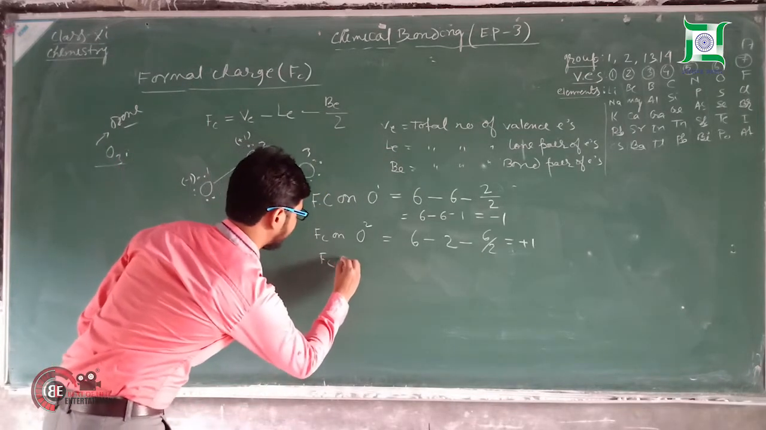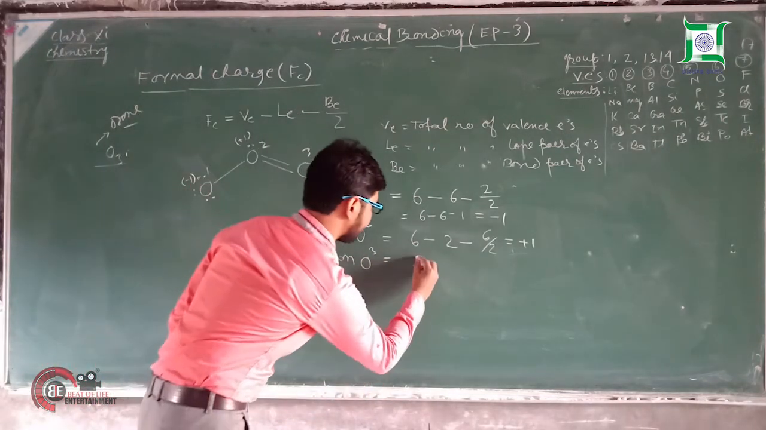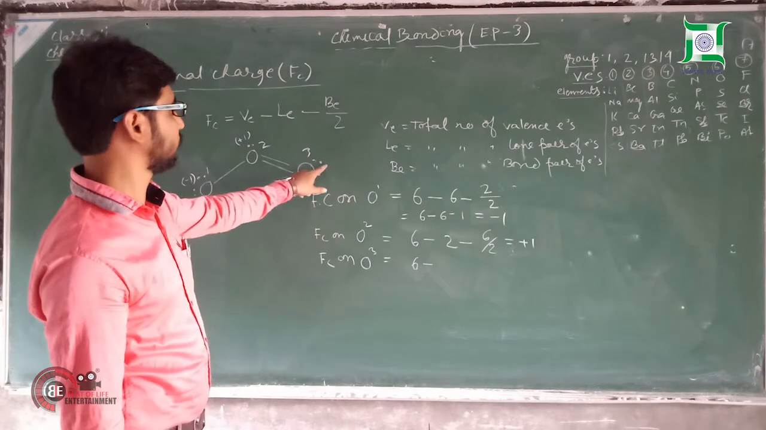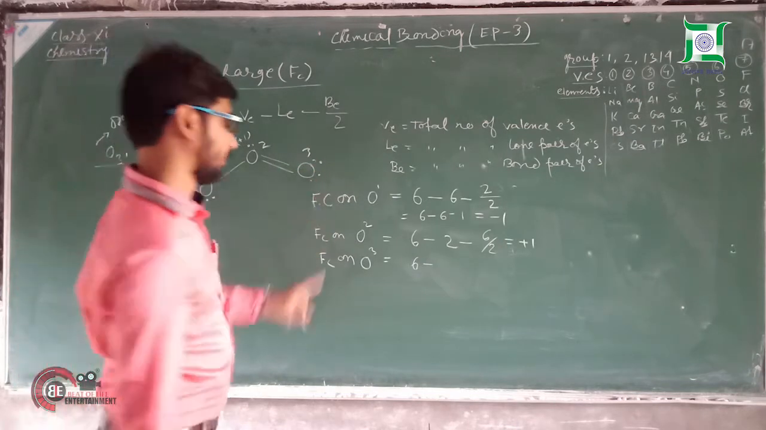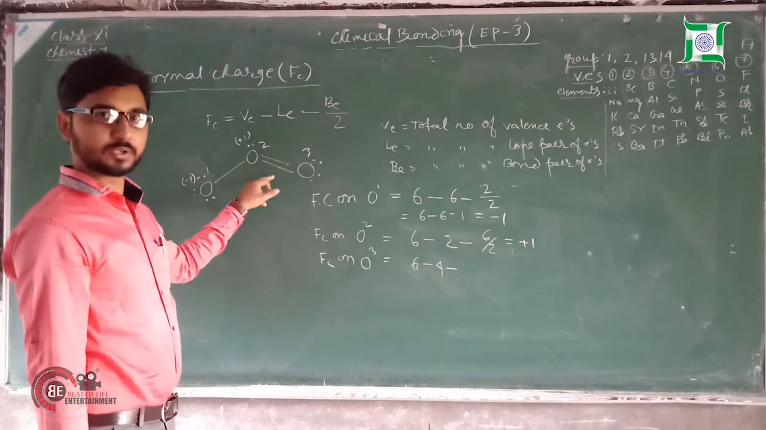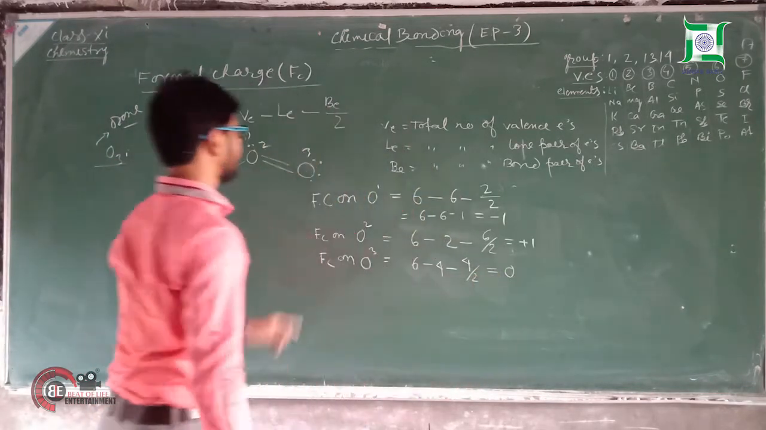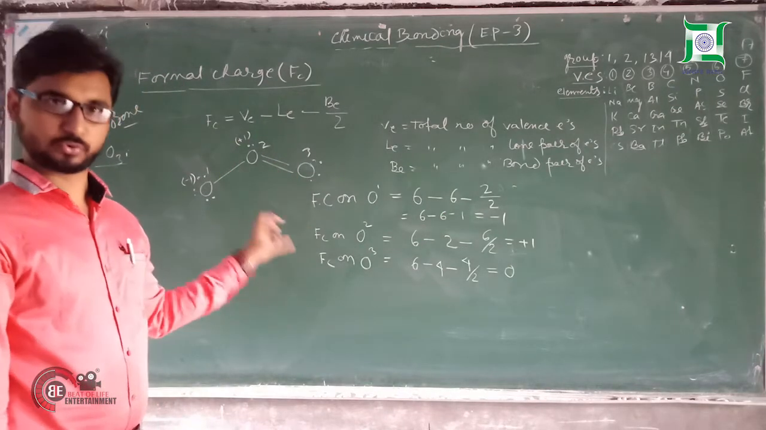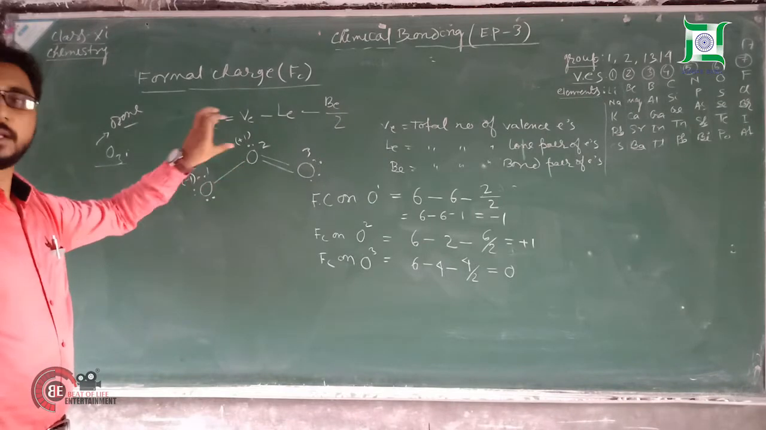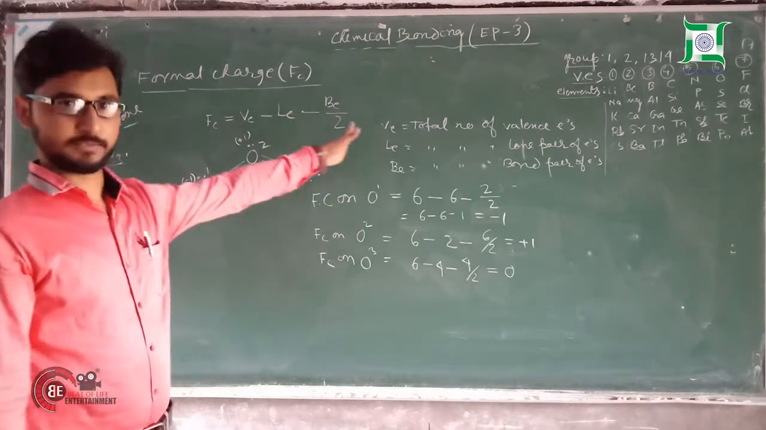Now in the third oxygen atom, what will be the formal charge? The formal charge on O3 equals, similarly, 6 minus the total number of lone pair electrons, which is 4, minus the total bond pair electrons, 2 bonds equal to 4 electrons. So 4 minus 2 equals 0. That means there is no charge on this oxygen atom. In this way, for a given structure, you can calculate the formal charge of an individual atom. The formula is this. Please note.